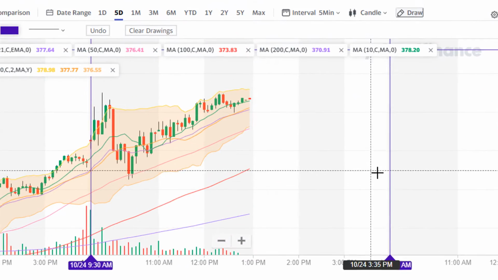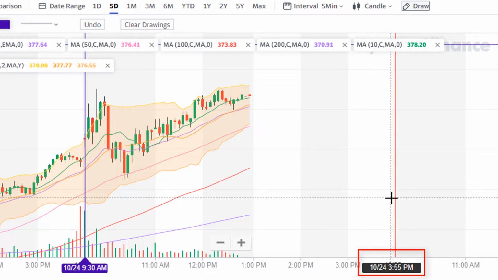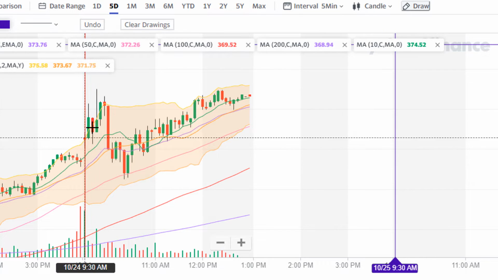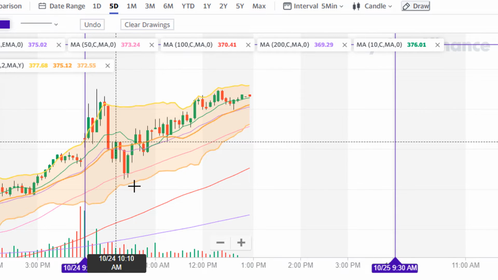Every day the market closes at 4, so I have this one over here which starts at 9:30 tomorrow on the 25th. But if I go like 5 minutes before, then that's 3:55 today. So this line is where the market's going to end today. In the morning at like 10:30, the market wasn't sure which way to go.